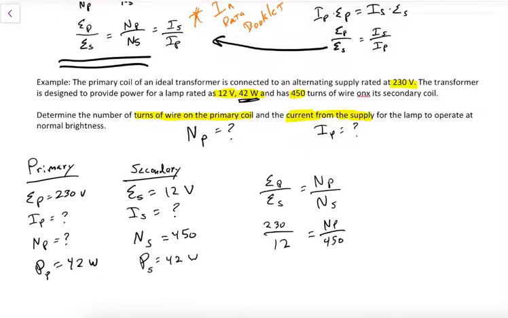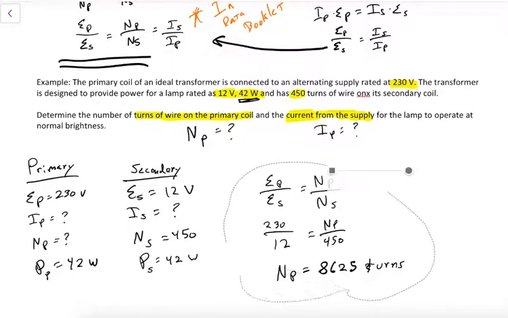And so 230 divided by 12 is about 19. So we're going to need about 19 times the amount of coils as in the secondary. So if I multiply 450 over, I get NP is equal to 8625 coils. Or turns, I should say. Turns is the correct terminology. Great. So check, our first one's checked.